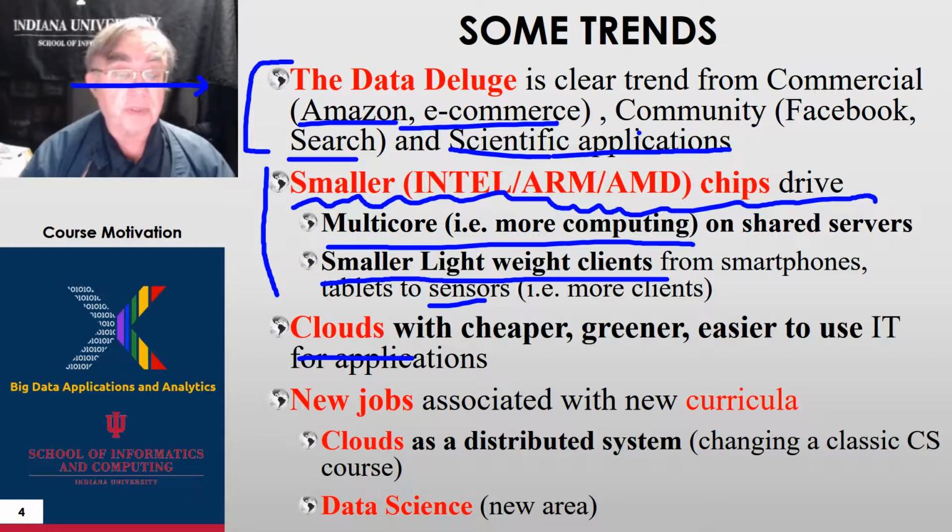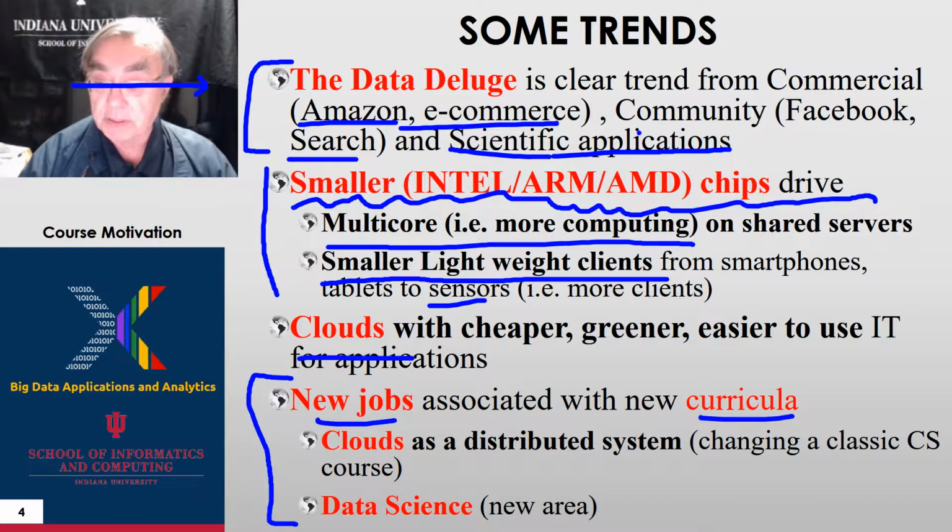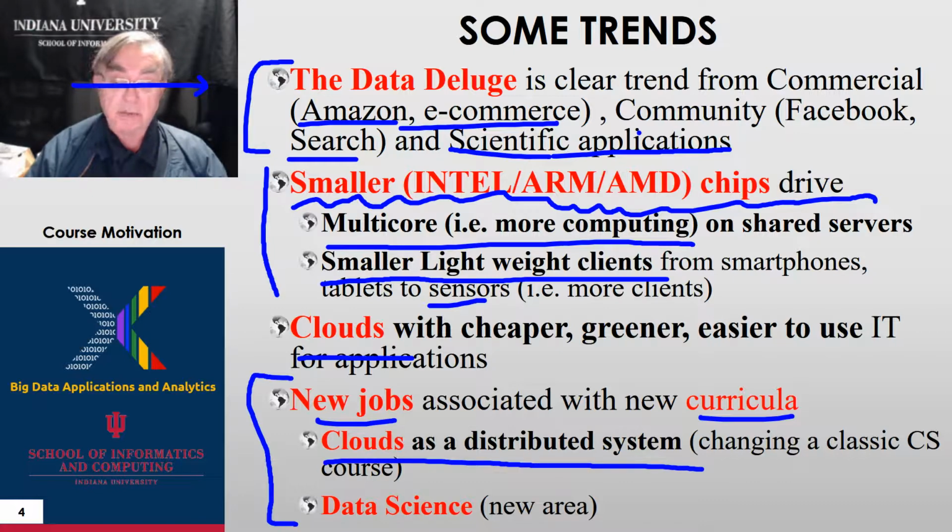So in the trivialist model, with your nifty new 18-core Haswell chip, you can process 18 simultaneous things going on from clients on the internet. And all of this is helping you lot, because there are new jobs with new curriculum, which means universities, which never like to change, might have to change. They probably won't, actually. And we need to look at clouds, which is part of distributed systems, and therefore changes that course. And we have this somewhat new area called data science.